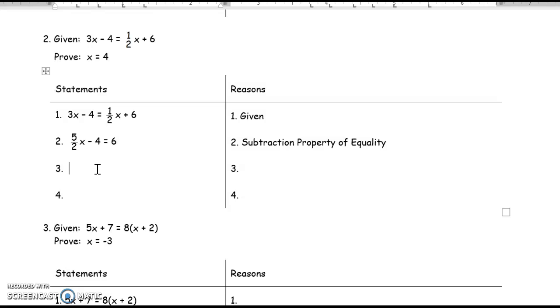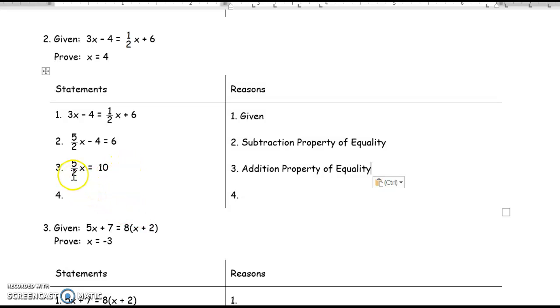If I were to do this, then I'd say that's 5 halves x minus 4, but I'd want to add 4 to both sides. If I add 4, that cancels out the negative 4. If I had 6 plus 4, that would be 10. Okay? So 5 halves x equals 10, what we'd have there is the addition property of equality.